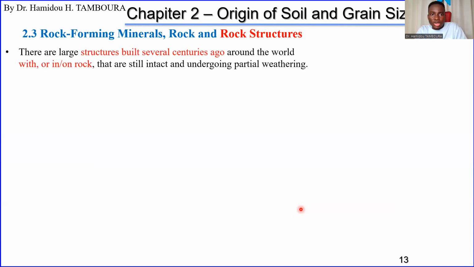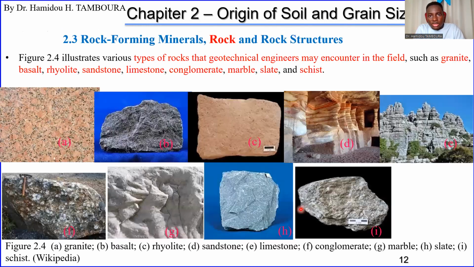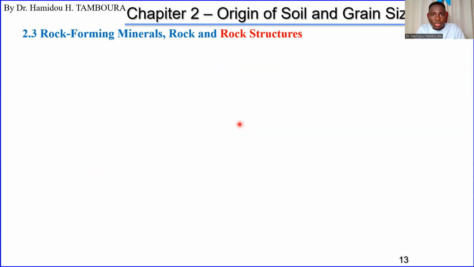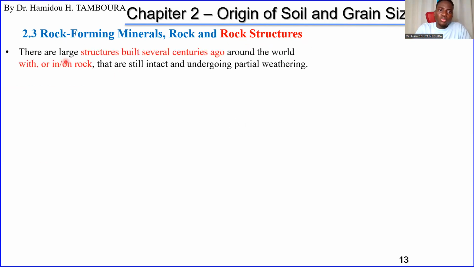So there are large structures built several centuries ago. The previous one is just rocks. Now we are talking about rock structures. We have a lot of structures built with rocks, in rocks, or on rock. Some of them are still existing and intact, not damaged. But some are also undergoing weathering, so they are being damaged by weathering.